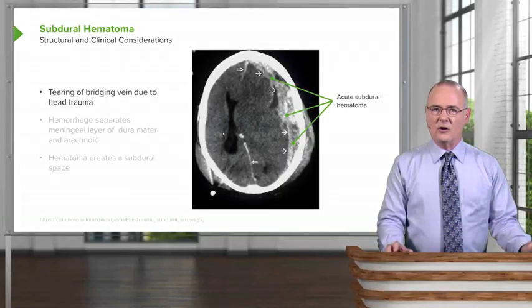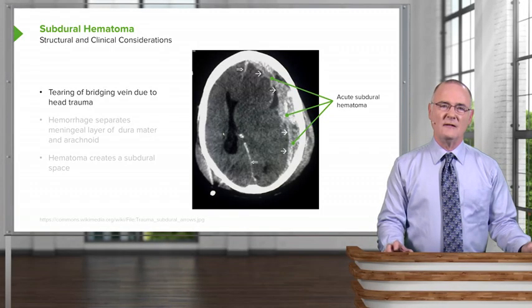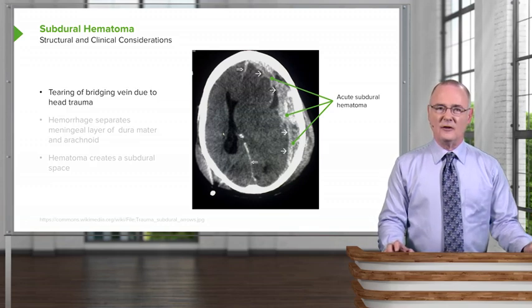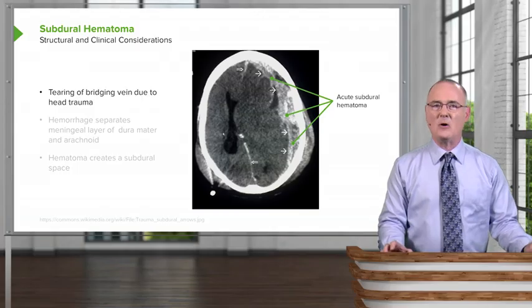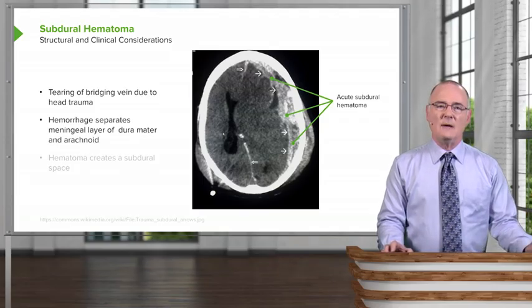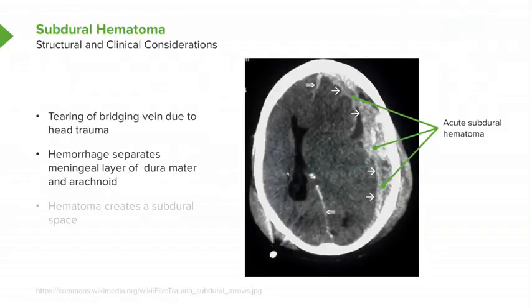So what are the structural and clinical considerations of a subdural hematoma? Again, the first consideration is it's due to a tearing of a bridging vein or maybe multiple bridging veins due to head trauma. As a result, the hemorrhage will separate the meningeal layer, specifically of the dura mater and the arachnoid, and so the bleed then causes this pathologic subdural space, which we see over here on the left side of the image.